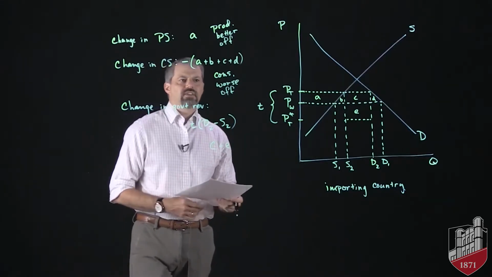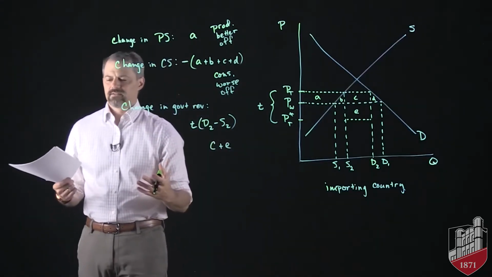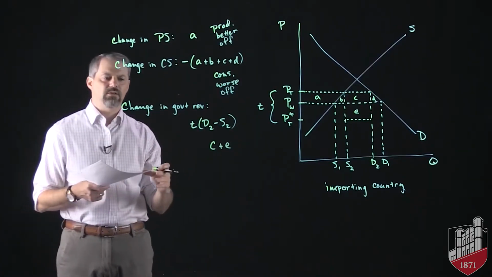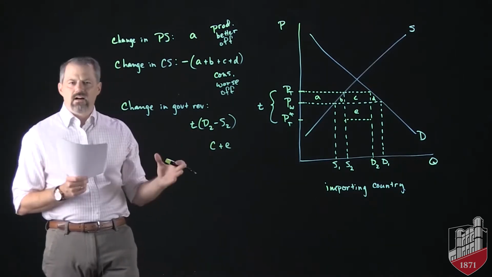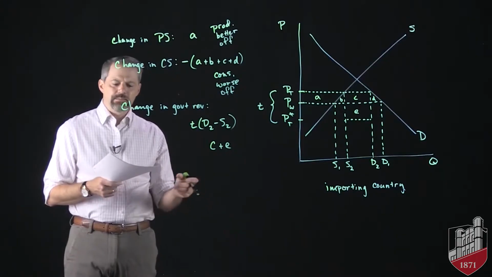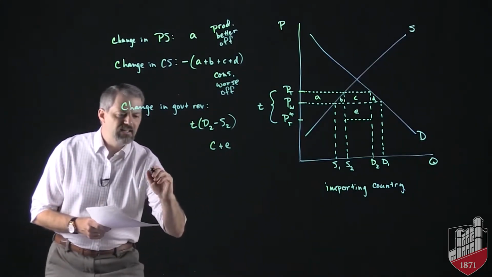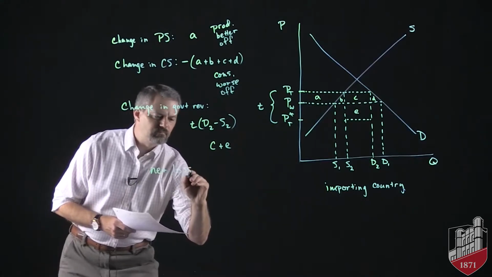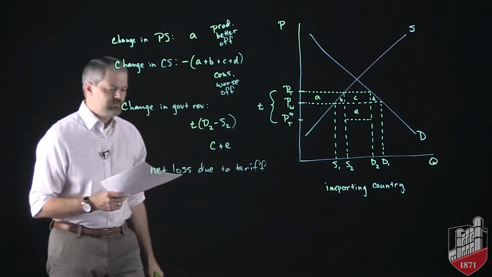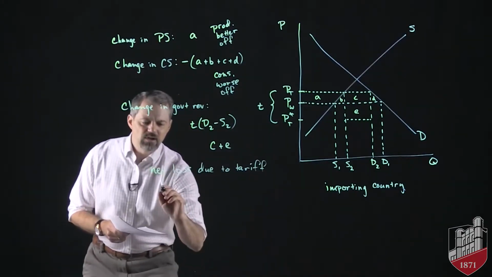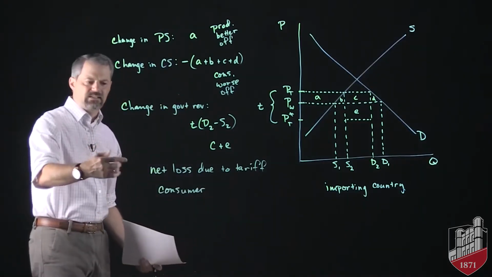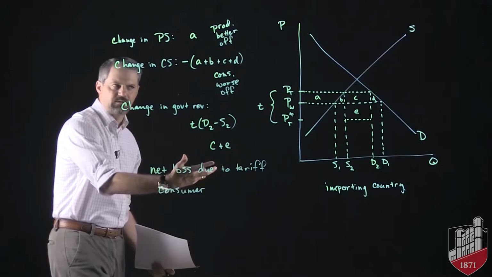What we want to do is think about the net effect. So some people are helped, producers are helped, consumers are hurt. What we want to do is think about, once we add it all up, what's the end result? Is it positive or is it negative? So we want to think about the net loss due to the tariff. We could also phrase this in terms of the net gain from the tariff.